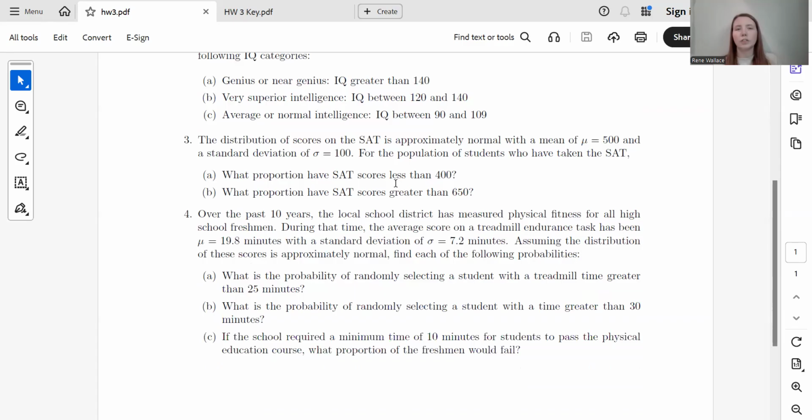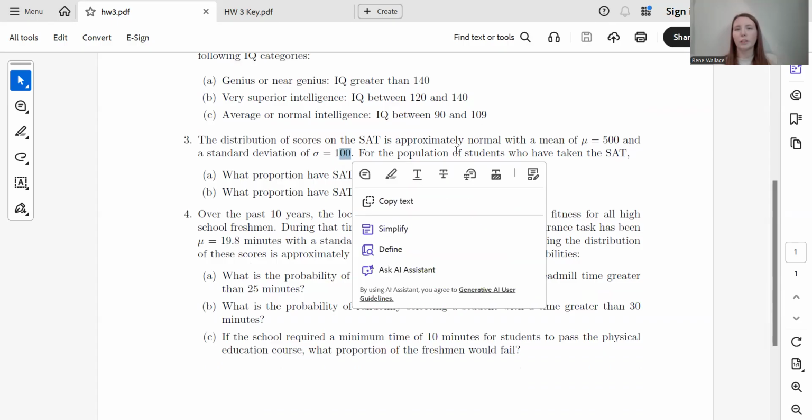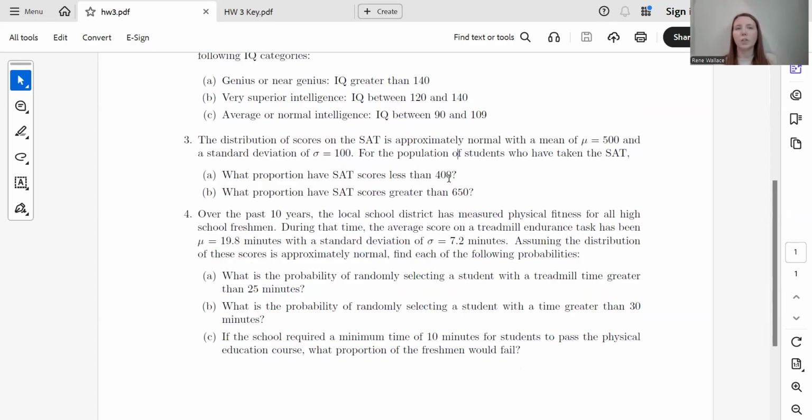The distribution of scores on the SAT is approximately normal with a mean of 500 and a standard deviation of 100 for the population of students who have taken the SAT. What proportion has a score less than 400, and what proportion has a score greater than 650?